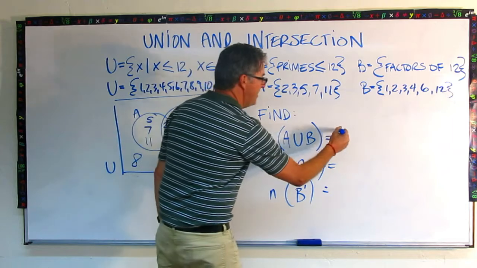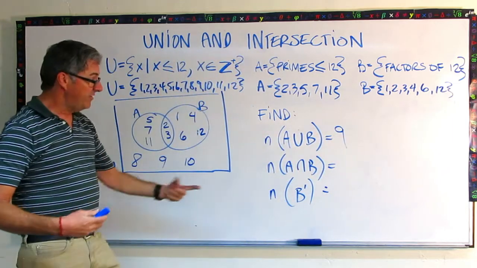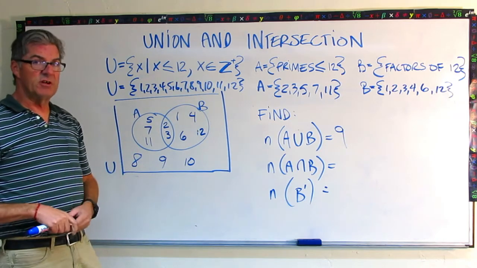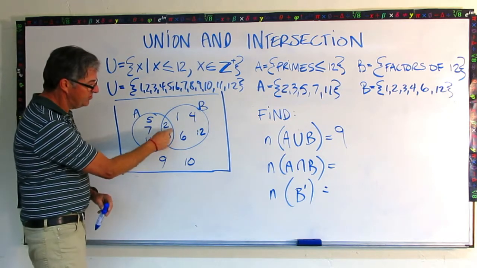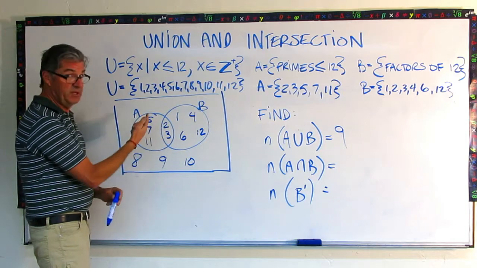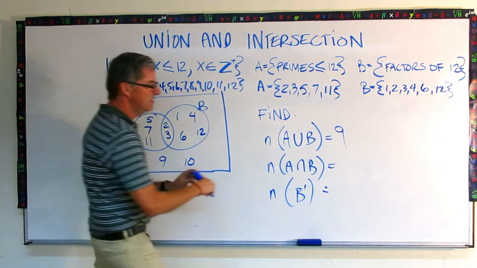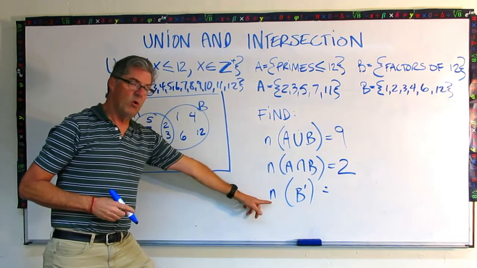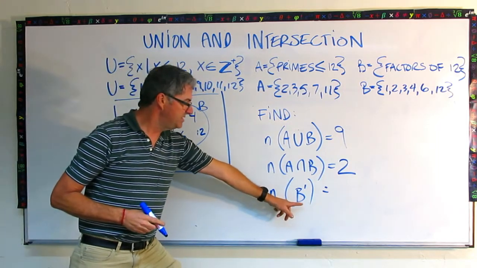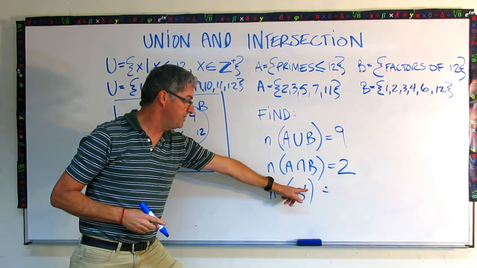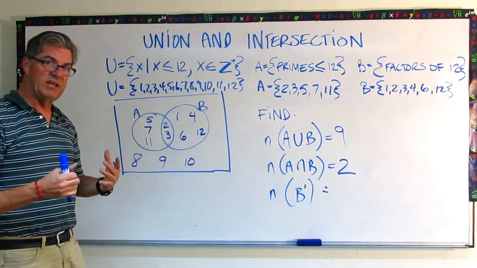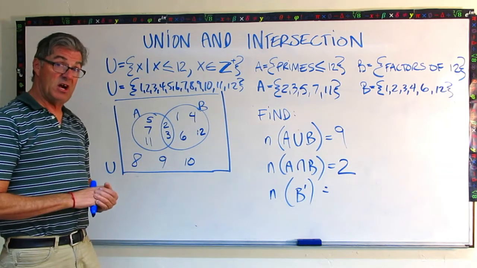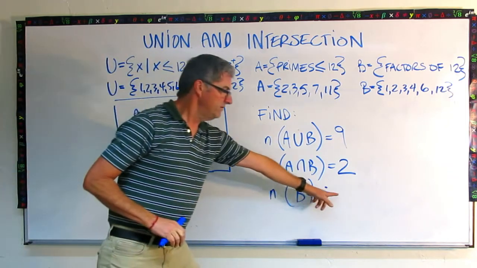So there's 9 there. Now this question is saying, what is the number of elements in the intersection of those two sets? So the intersection is just this area where the two circles intersect, and I've got 2 elements there, so that's 2. Now it wants to know, what is the number of elements in the complement of B? That's B prime. A little bit more tricky. Pause the video, see if you can dig into your understanding of what complements are, and see if you can figure out what that number is.